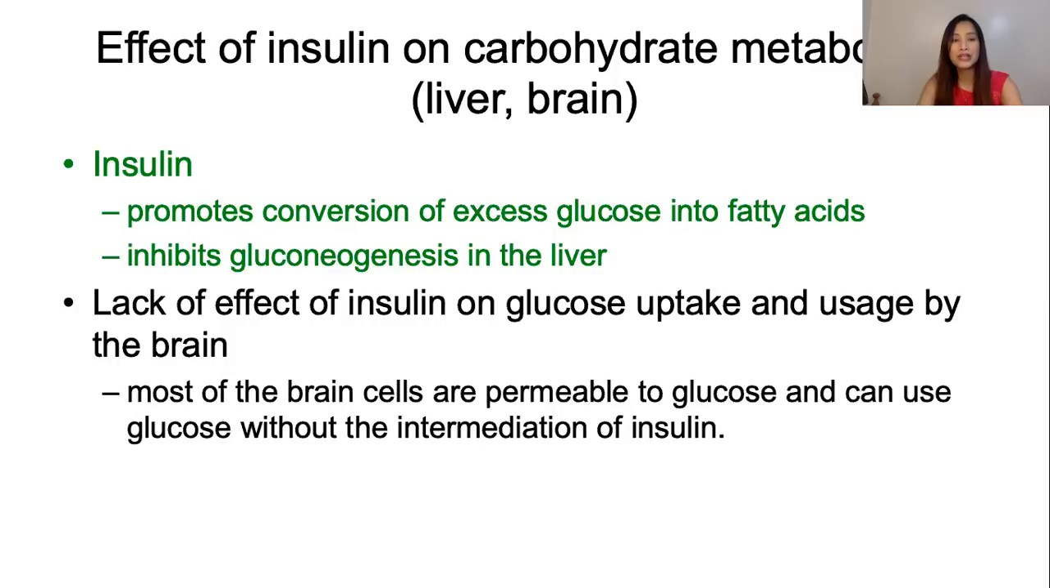So your insulin inhibits gluconeogenesis in the liver, but instead promotes conversion of excess glucose into fatty acids. So the excess glucose, if it's not converted into glycogen, it's converted into fatty acids and eventually converted into triglycerides. That's why patients with elevated triglycerides, usually they're very heavy carbohydrate eaters.